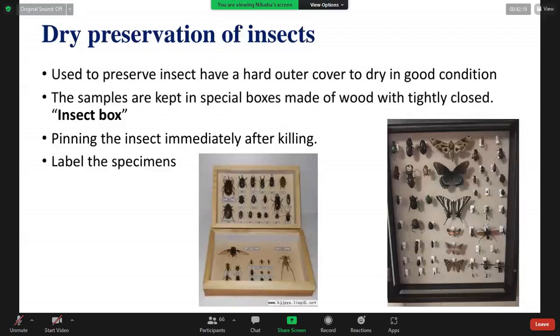After drying, after killing the insect, you have to pin. Pinning means you use a pin to mount the insect in this box. Different insects have different pinning regions in their body. You can learn that in that semester. After that, you have to label the specimen with the entomological name, date of the collection, place of the collection, like that.